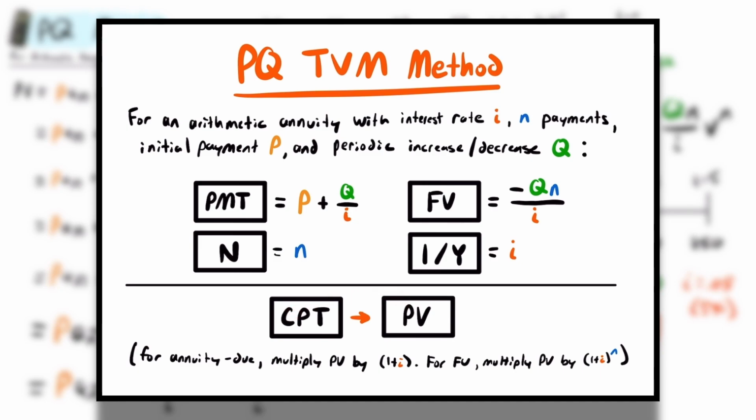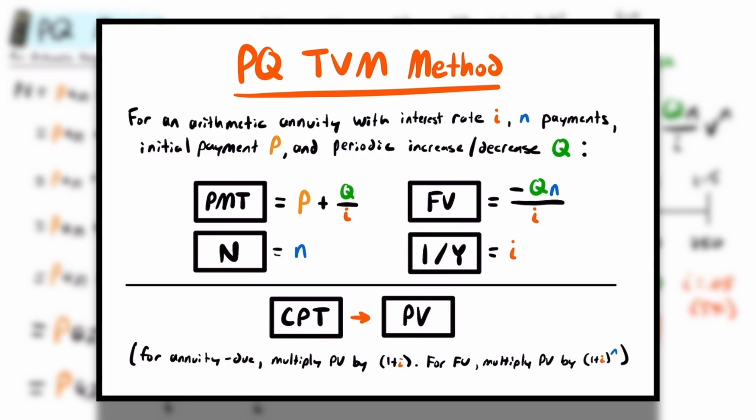But one more side note, this does calculate the present value of an arithmetic annuity immediate. So if you want an annuity due, you just take that result, that PV, and multiply it by 1 plus I. It brings it forward one period, and now you have the present value of the annuity due version. And then if you need the future value instead of a present value, you still want to calculate the present value first, but then multiply that present value by 1 plus I to the power of n. All right, that will bring it to the future at time n. Okay, that is the PQ method. This is how you can efficiently calculate the present value of an arithmetic annuity using the BA2 Plus calculator.